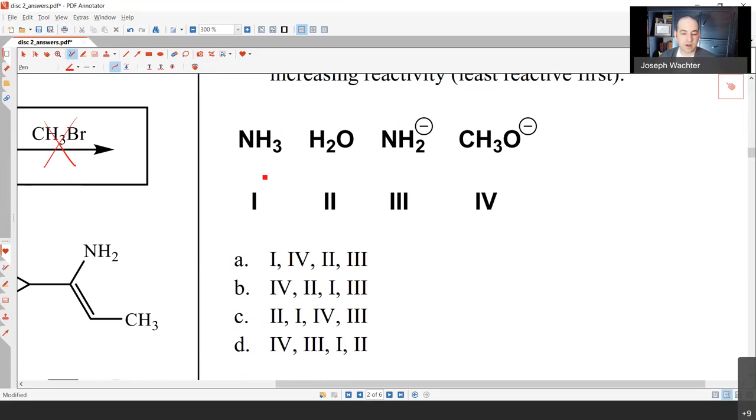So that means that our strongest nucleophile here is probably going to be 3. Then 4. Then 1. And then water being the weakest nucleophile. So that looks like C.